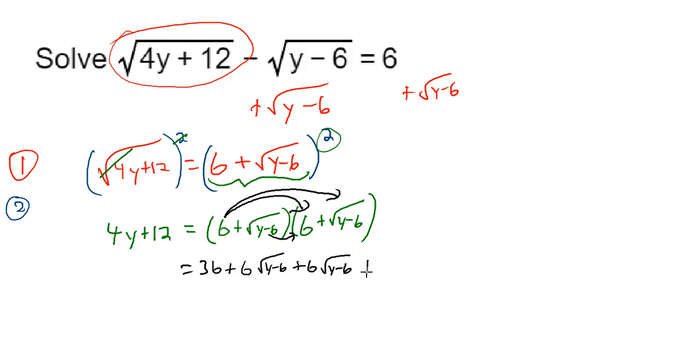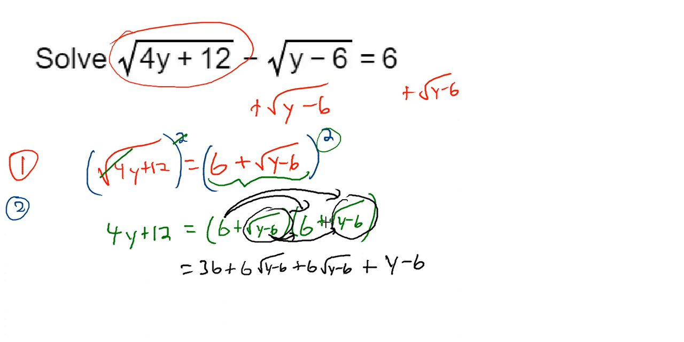And here's where this shortcut is really necessary. Positive times a positive will be positive. Square root of y minus 6 times another square root of y minus 6 is just going to equal y minus 6. When you multiply a square root by itself, it cancels out the square root, and you get whatever's inside the radical as your result.